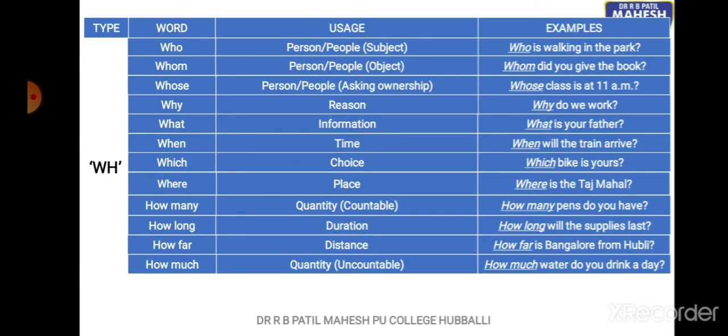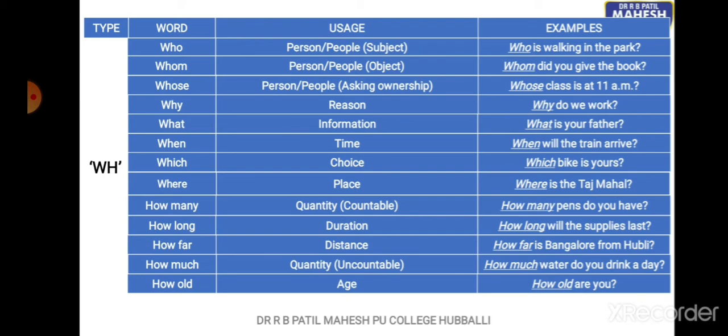I drink 2 waters a day is incorrect. So how much is used with uncountable nouns, uncountable, that can be measured. For example, I drink 1 liter of water, 2 liters of water, etc. So how much water do you drink a day?